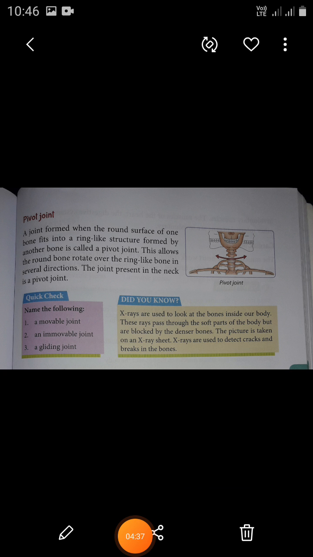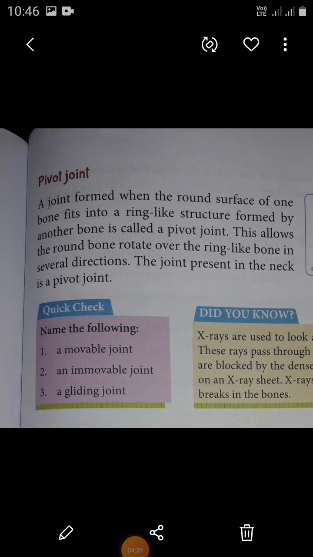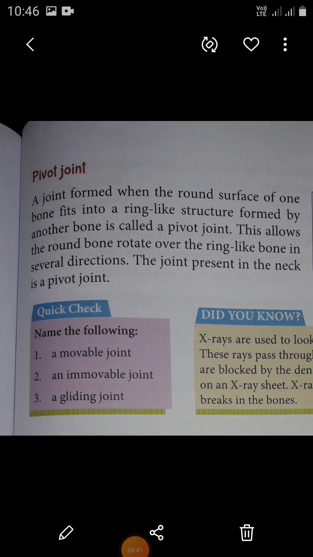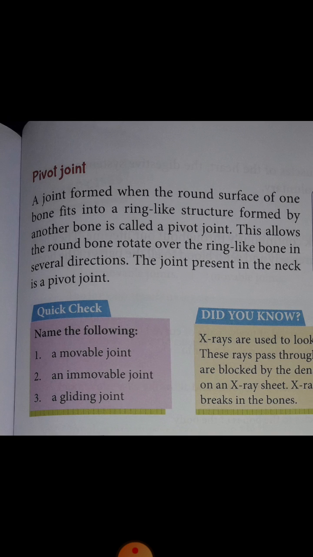Next, pivot joint. A joint formed when the round surface of one bone fits into a ring-like structure formed by another bone is called a pivot joint. This allows the round bone to rotate over the ring-like bone in several directions. The joint present in the neck is a pivot joint.